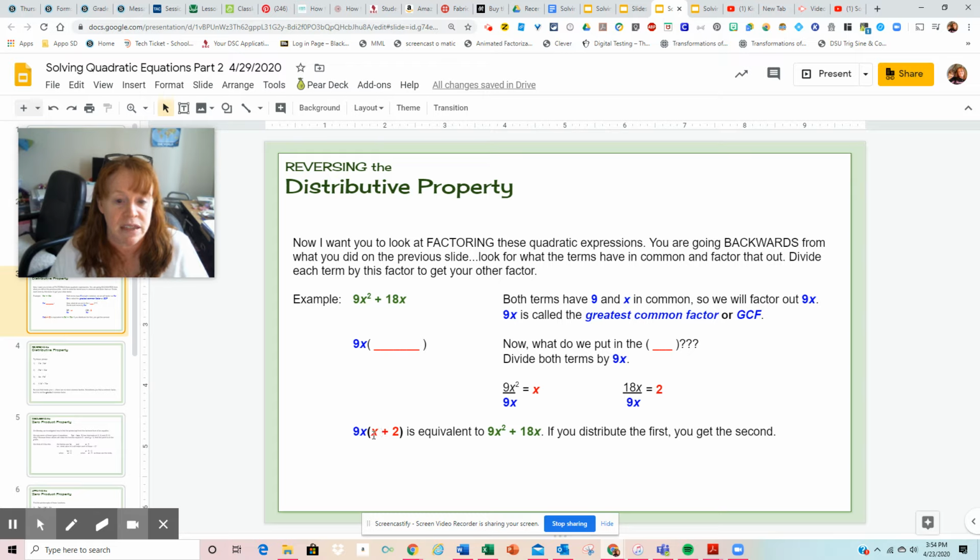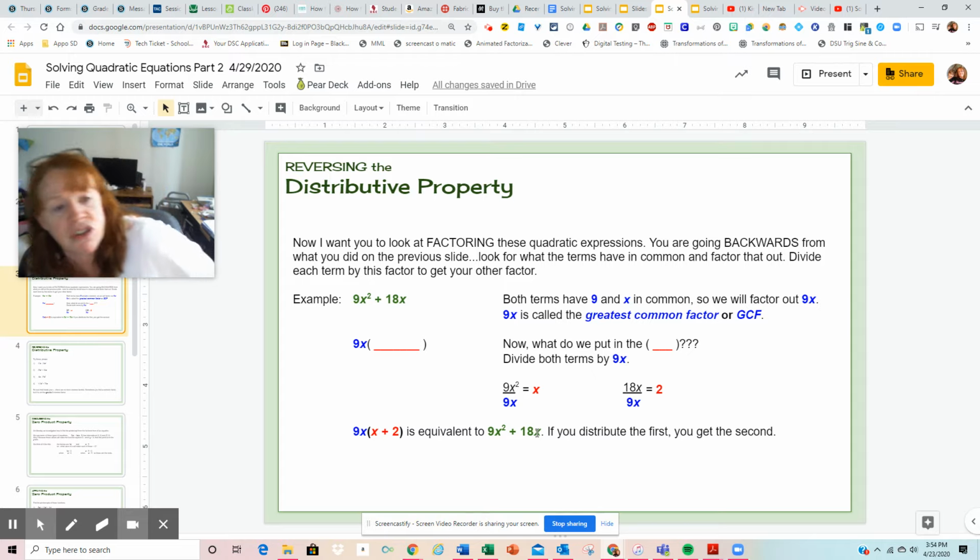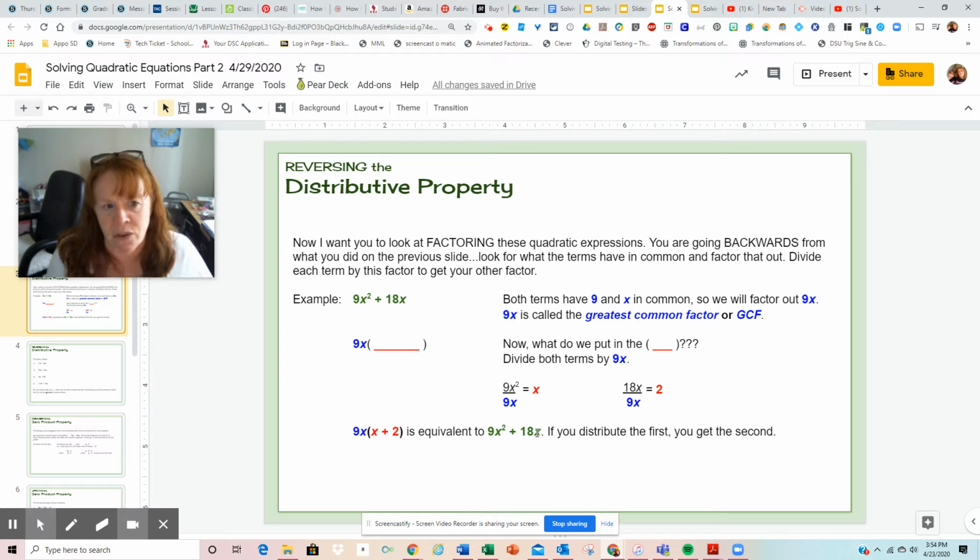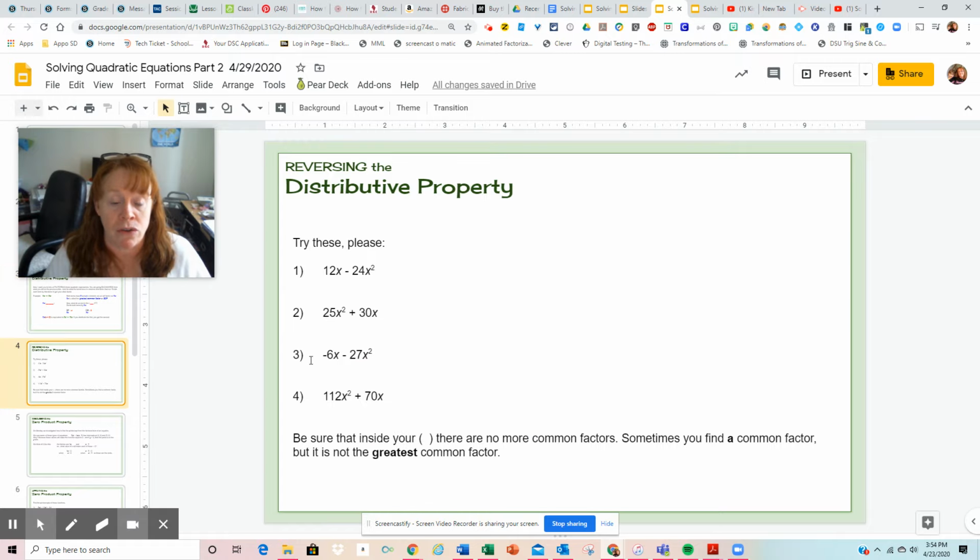So 9x times x plus 2 is equivalent to 9x squared plus 18x. So if you distribute the first, you will get the second. So this is what that second page of yours, third page, I guess, of your notes looks like. So now I am going to ask you to do these. So do these on your paper. You can use a text box and fill those in on your Google Slides, and I'm going to pause here so that you have time to look at those, and then we will come back and get your solutions for that.